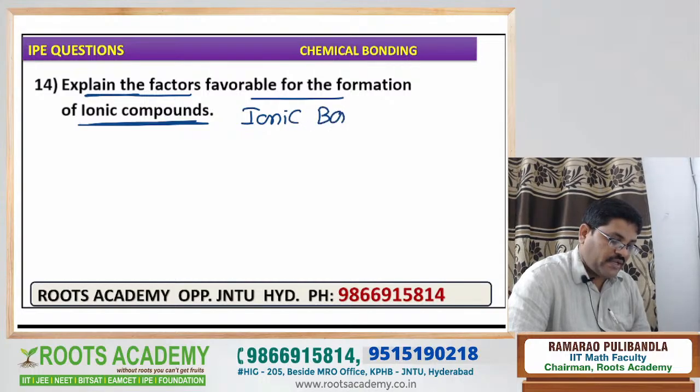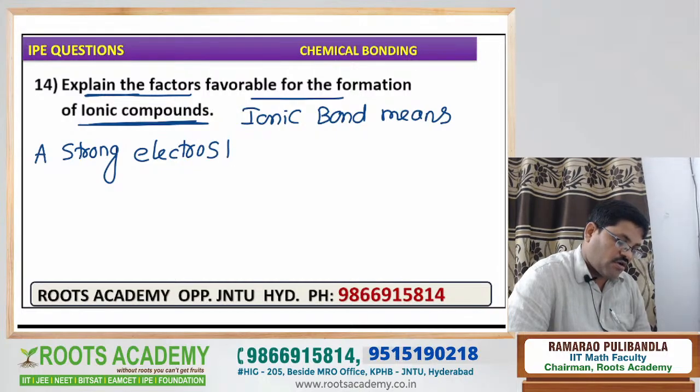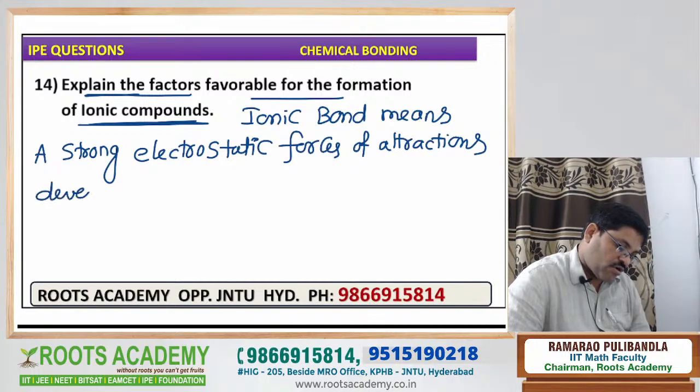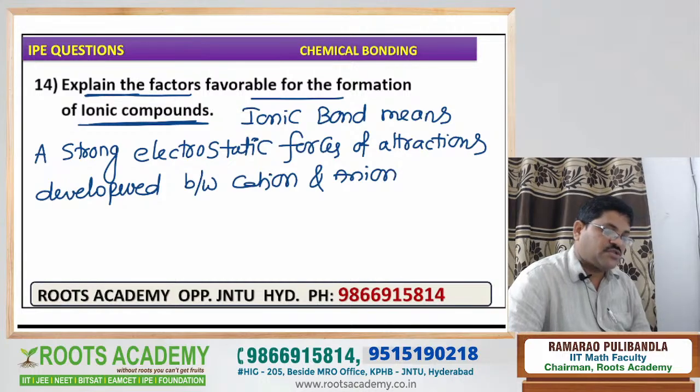Ionic bond means, a simple statement: a strong electrostatic force of attraction developed between the cation and anion is known as an ionic bond.